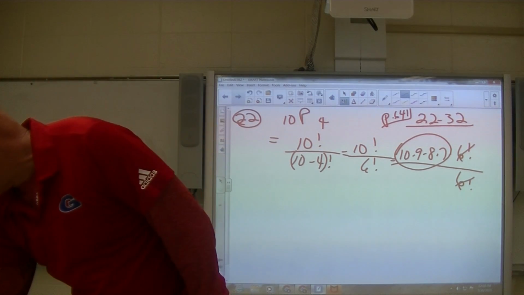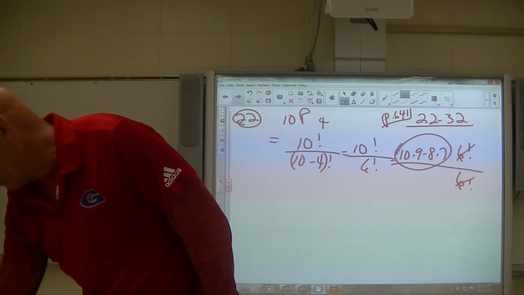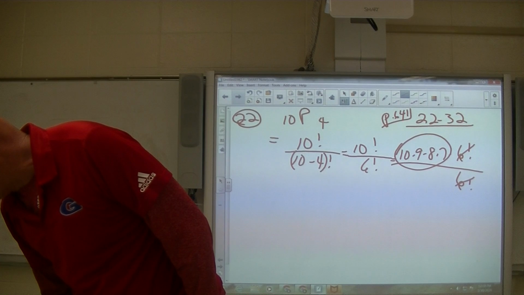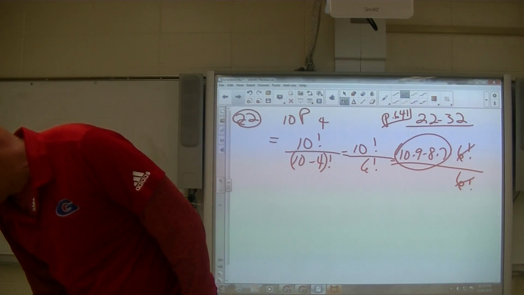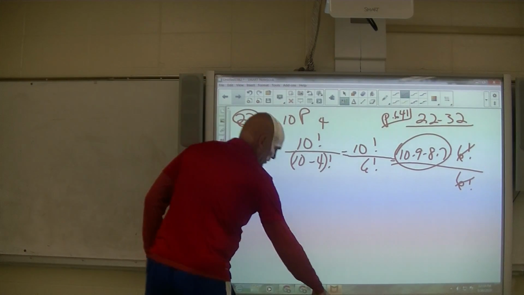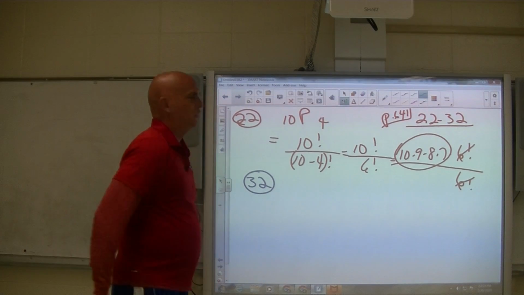Looking down the way a little bit, how about the last one there, 32? How many ways can 5 members of the 100 in the U.S. Senate be chosen to be put on a committee? Okay, so number 32, so I'll get you started on this too. Let you do the rest of them.